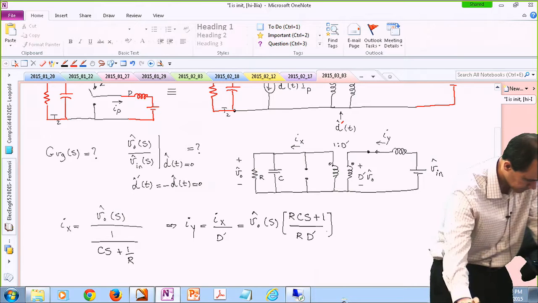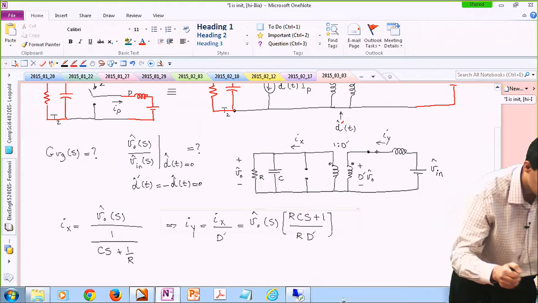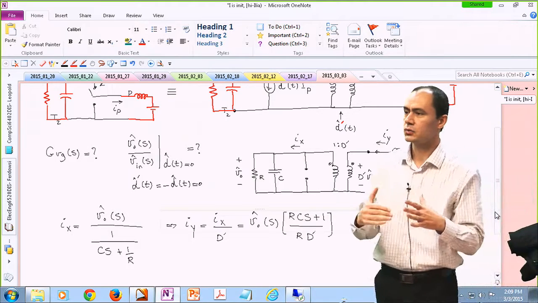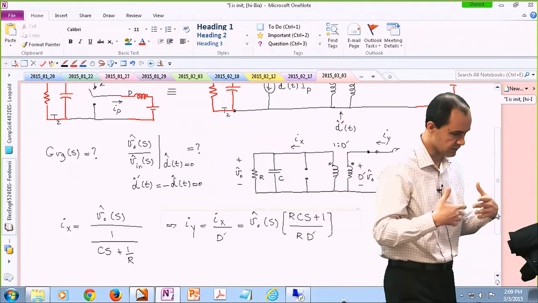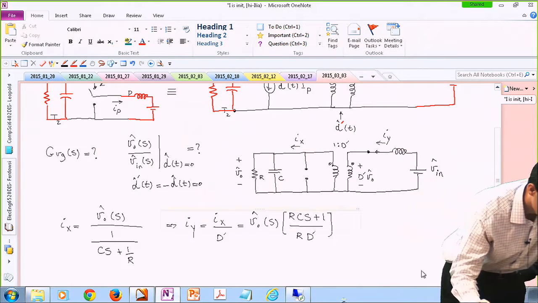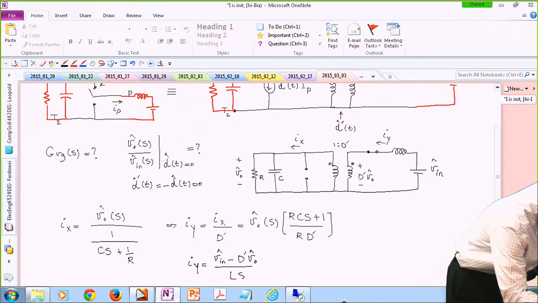All right. At the same time, I can describe IY in another form, which is, this is the current that is passing through this inductor. So I look at the voltage drop, or the voltage that applied to the inductor, and divided by the impedance of the inductor. So on the other side, I have IY is the voltage on the right-hand side of the inductor, which is the input voltage perturbed, minus the left-hand side, which is the reflection of the output voltage, divided by the impedance, which is LS. All right.